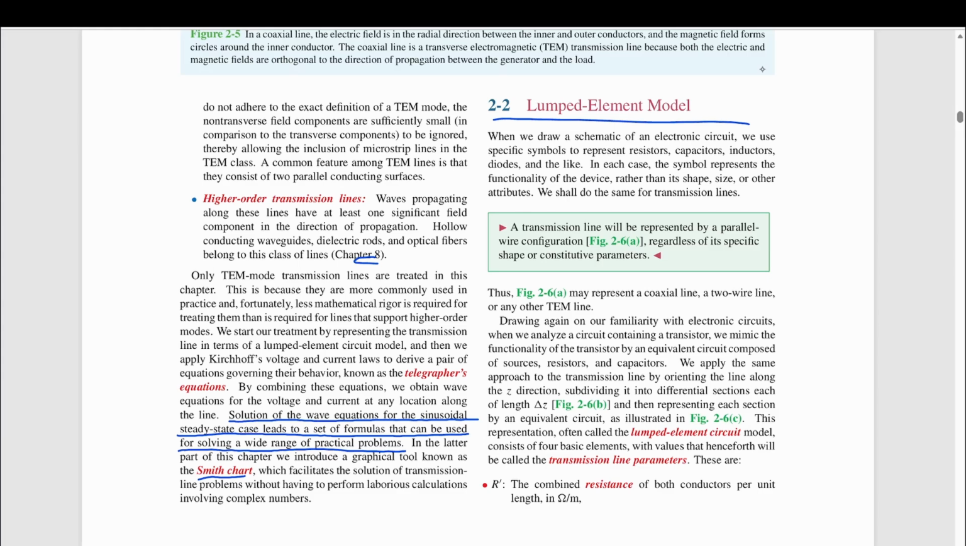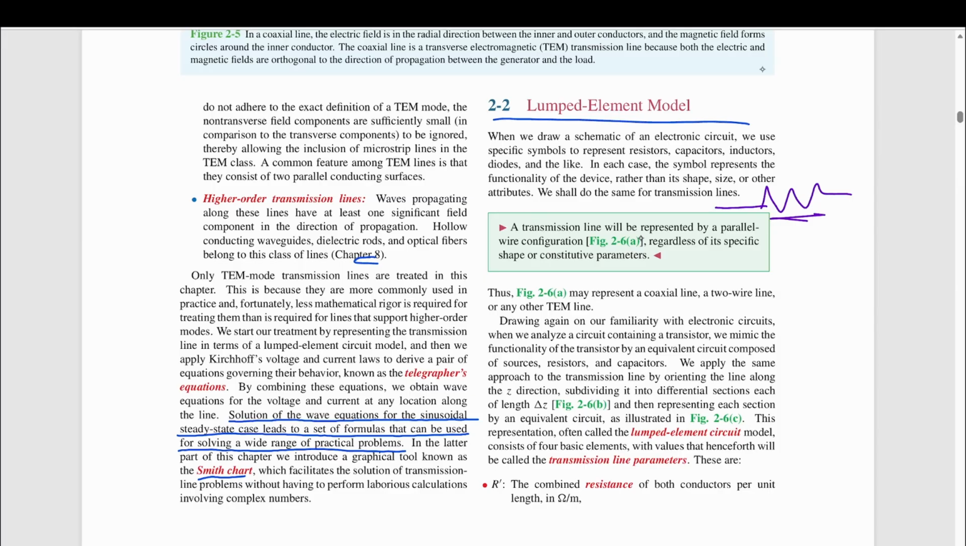So next in this chapter, we'll see the lumped element model. When we draw a schematic of an electronic circuit, we use specific symbols to represent resistors, capacitors, inductors, diodes, and the like. In each case, the symbol represents the functionality of the device, rather than its shape, size, or other attributes. So when we draw a resistor like that in a circuit, the resistor doesn't actually look like that, or its size is not that specific size. It's just a representation to know that here is a resistor and take its functionality into consideration.